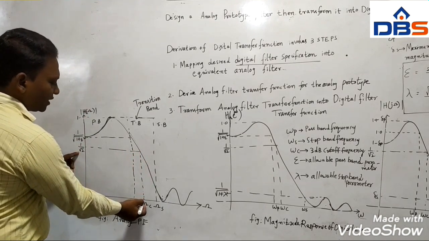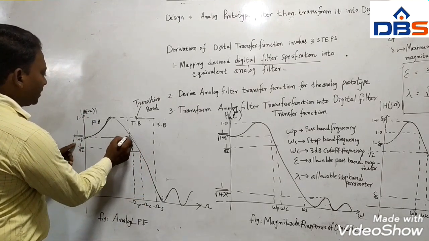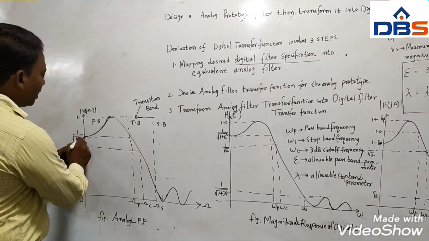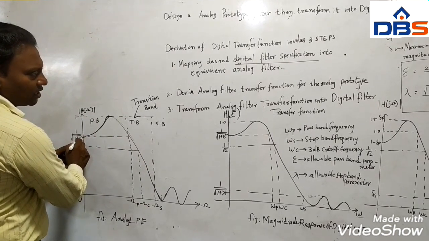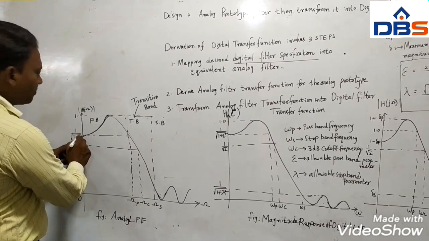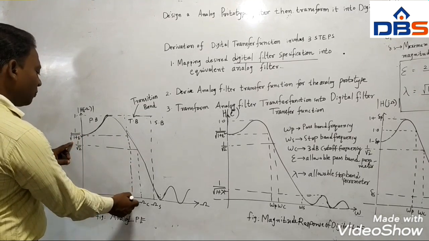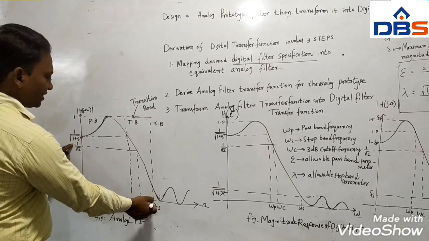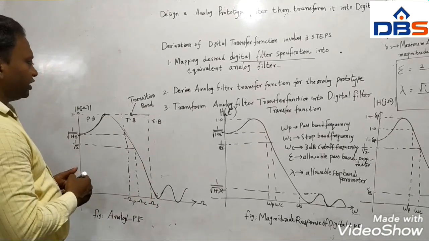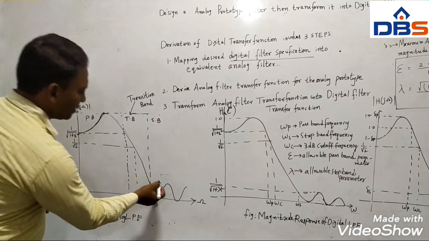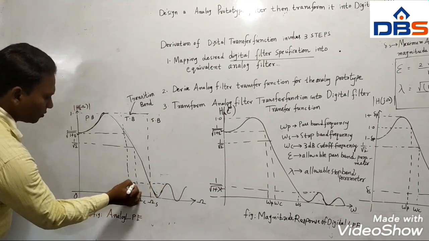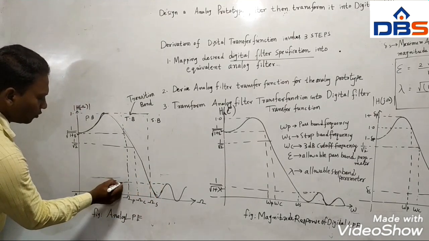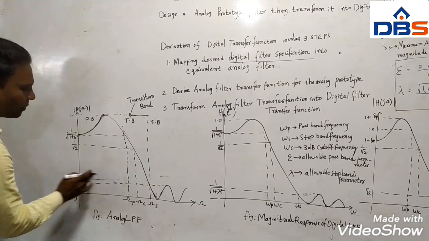At that point the cutoff frequency is defined. At this particular value, 1 by under root 1 plus epsilon square, which is the allowable pass band parameter, the pass band frequency is defined. And at this omega s the stop band frequency is defined. We will have a range here, the stop band frequency.